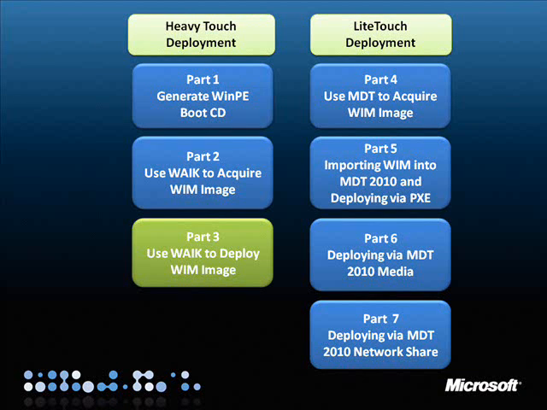In part 3 of this series, let us take a look at how to deploy a WIM image using WAIK. We will use WAIK commands to partition and format the destination hard disk, then apply the WIM image into the computer. We will then reboot the machine to run Windows 7 for the first time and complete the configuration. Again, we will need the WinPE boot CD we created in part 1.